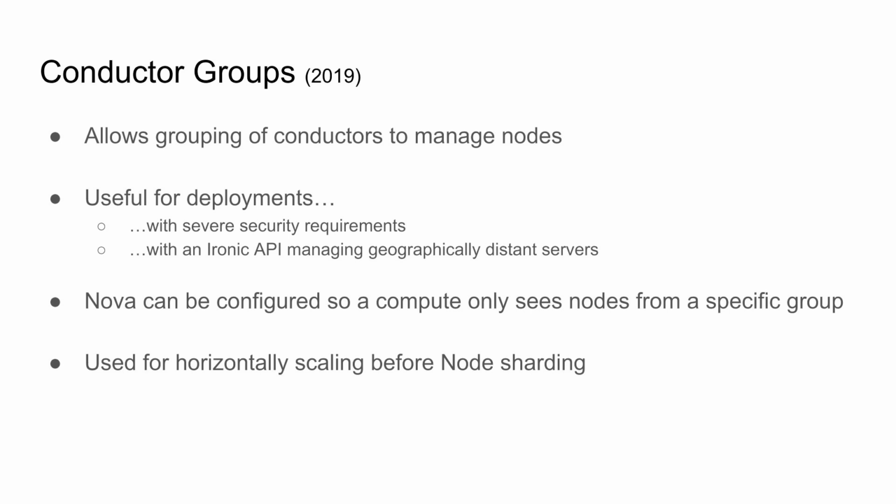A lot of people use this for maybe separating security zones out to make sure that you don't have traffic crossing a security zone. Some people will use it to follow the model of their data center. So maybe they have a conductor group that represents a computer room or row or something like that, so you've got some locality there.